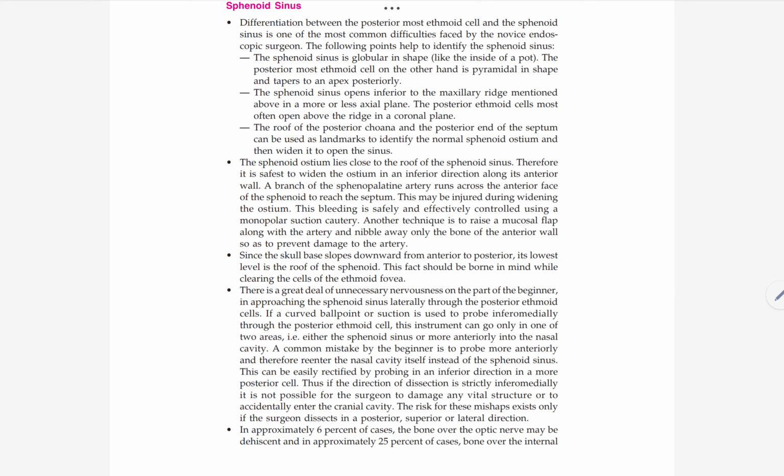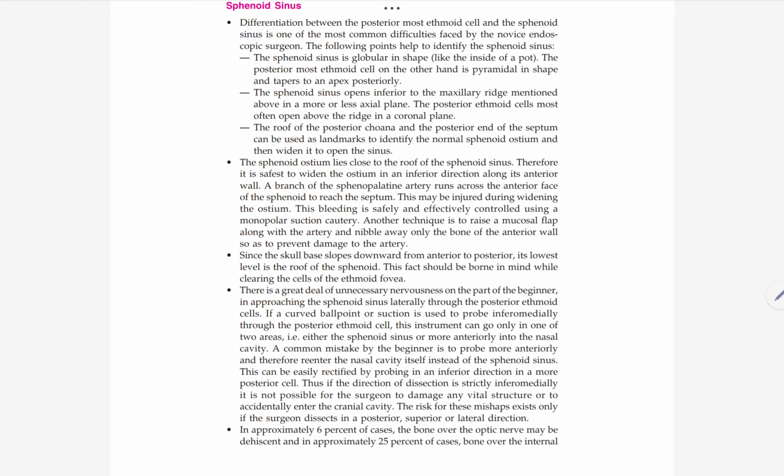The posterior most ethmoid cell, on the other hand, is pyramidal in shape and tapers to an apex posteriorly. The sphenoid sinus opens inferior to the maxillary ridge mentioned above in a more or less axial plane. The posterior ethmoid cells most often open above the ridge in a coronal plane. The roof of the posterior choana and the posterior end of the septum can be used as landmarks to identify the normal sphenoid ostium and then widen it to open the sinus.